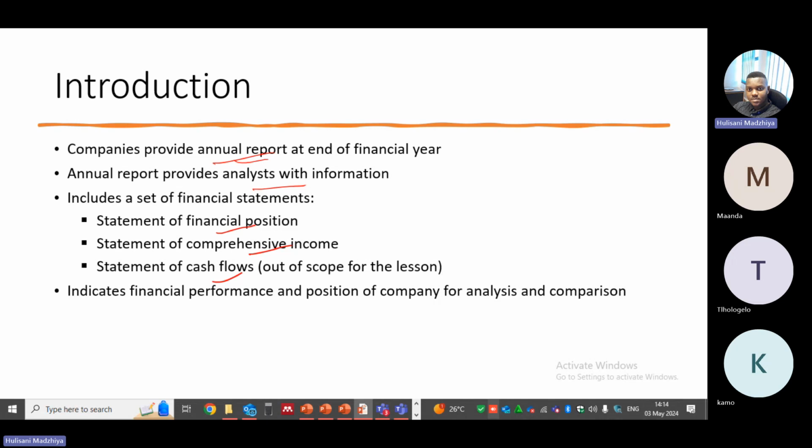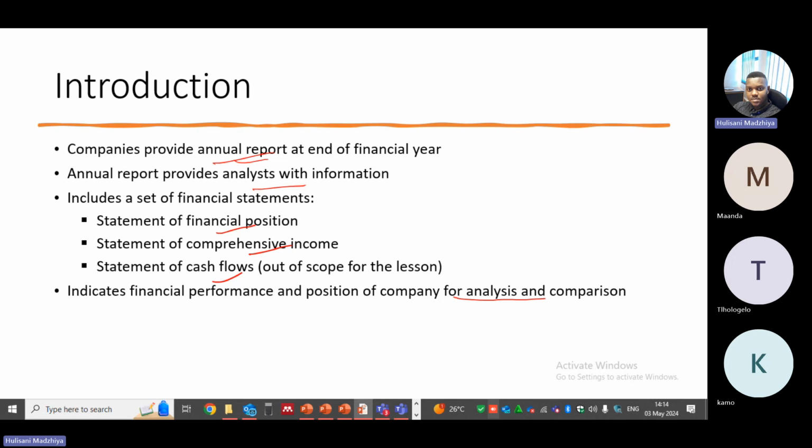Here it says that it indicates the financial performance and position of the company for analysis and comparison. The financial statements allow us to compare and understand the company's financial health and its position in terms of its capital structure. Capital structure refers to the practice a company chooses in terms of how they finance their assets.